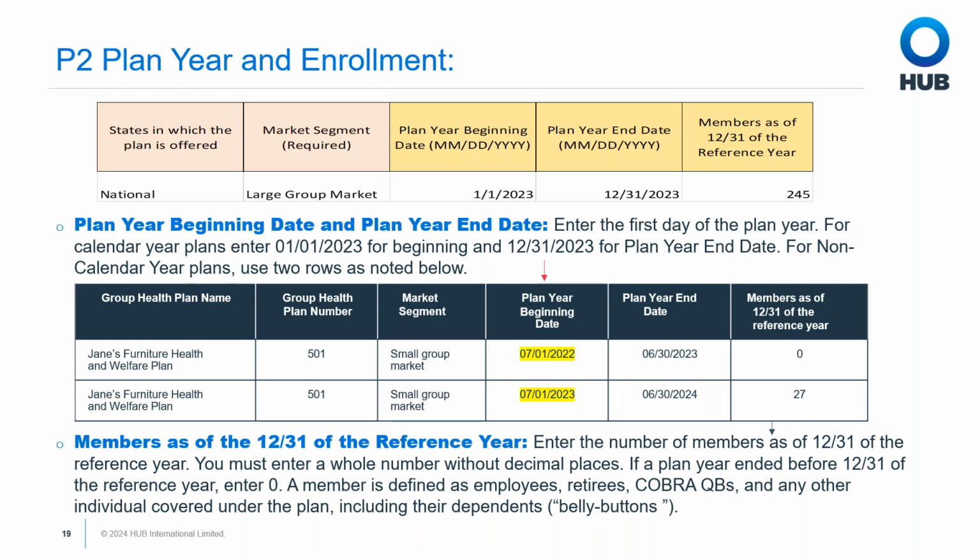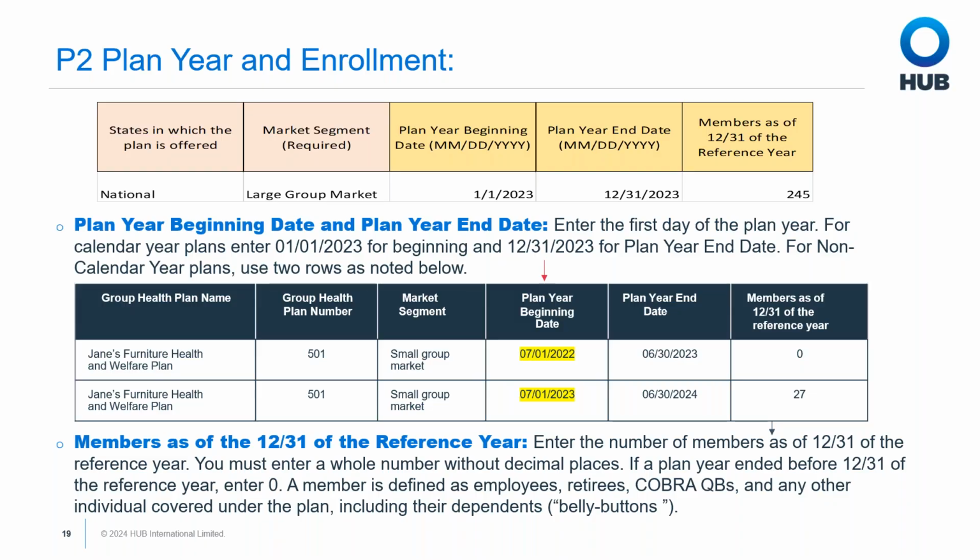So please note that if you are a non-calendar year plan, you would be required to report the plan year beginning date and the plan year ending date, such as 7/1/2022 through 6/30/2023, because you're reporting for the 2023 calendar year. And then you would report from 7/1/2023 through potentially the next plan year end date of 6/30/2024.